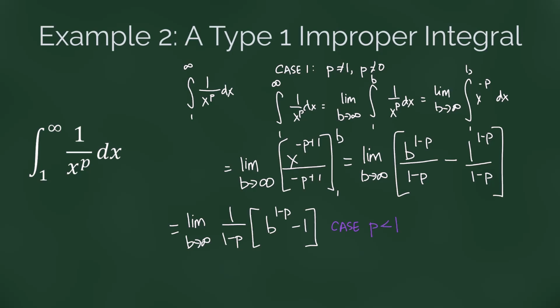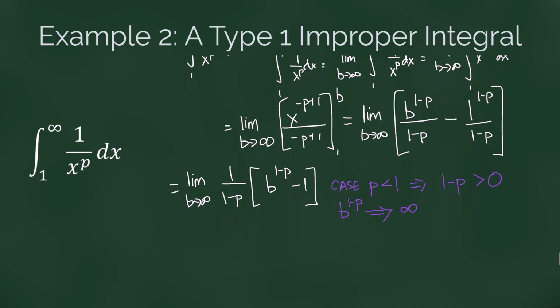If p is less than 1, then we know that 1 minus p, so 1 minus a number smaller than 1, is going to be a positive number, because we're subtracting something smaller than 1 from it. That includes the negative case. If we do 1 minus something like negative 2, we get a positive number. In that case, b to the 1 minus p as b goes to infinity: we have a positive number raised to a positive exponent going to infinity. That is also going to go to infinity.